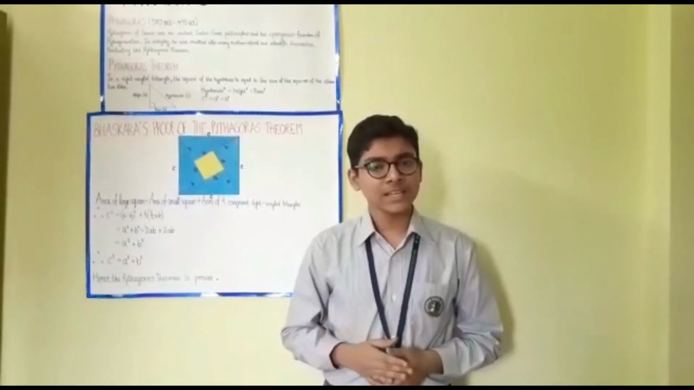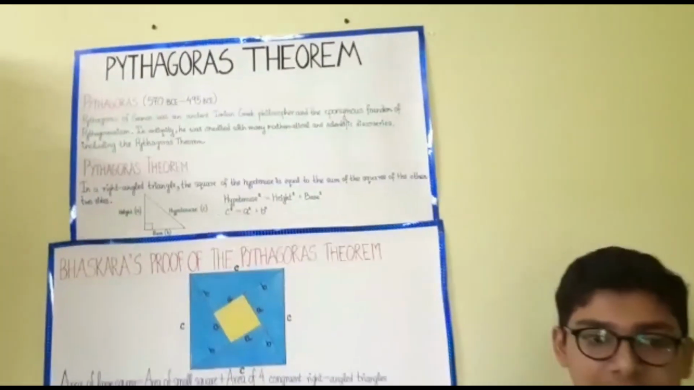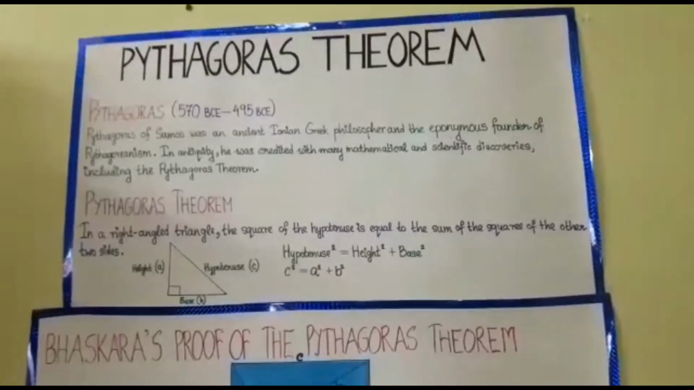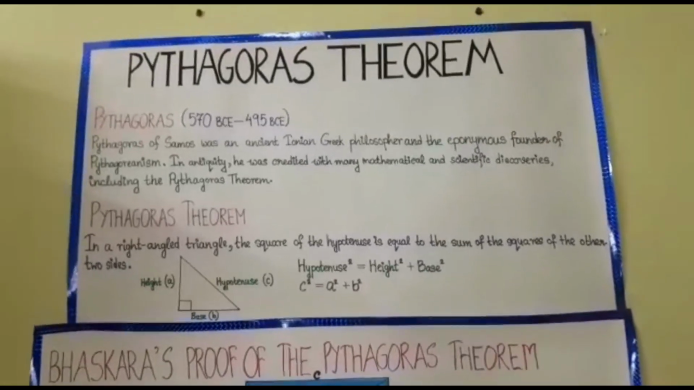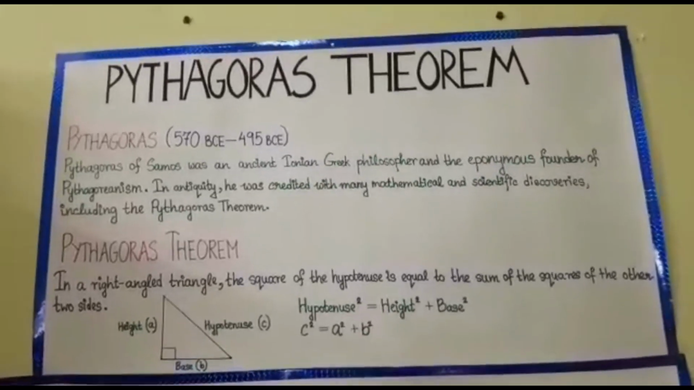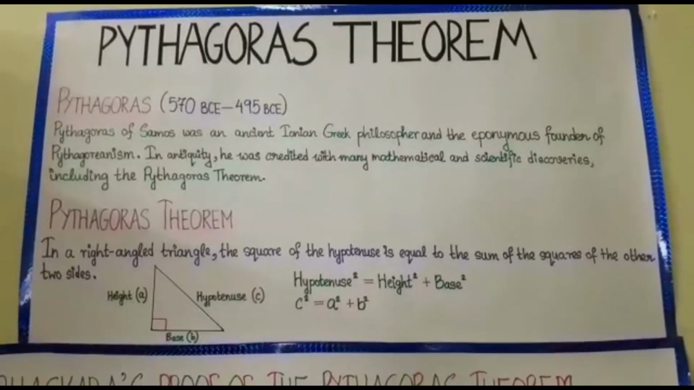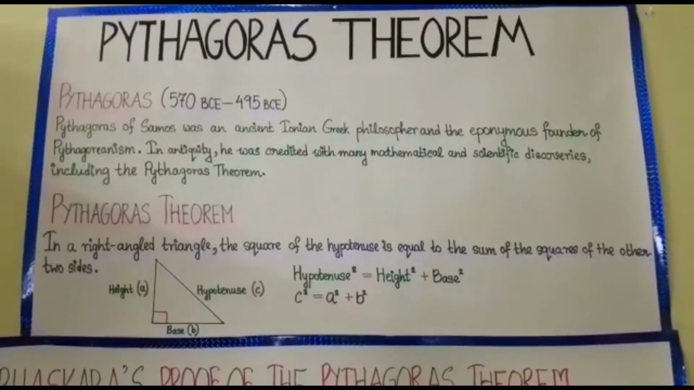Now, what exactly is the Pythagoras theorem? Well, according to the Pythagoras theorem, in a right-angled triangle, the square of the hypotenuse is equal to the sum of the squares of the other two sides. Putting it in a mathematical equation, we get c squared is equal to a squared plus b squared.